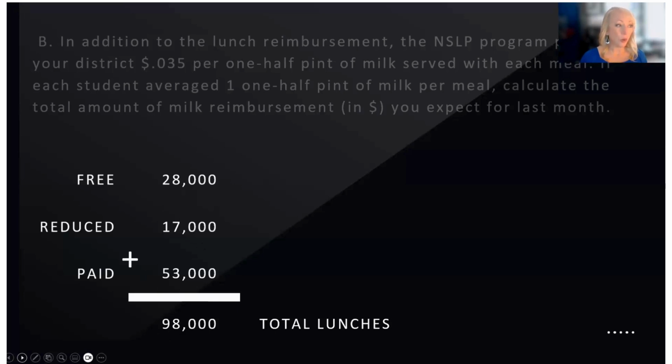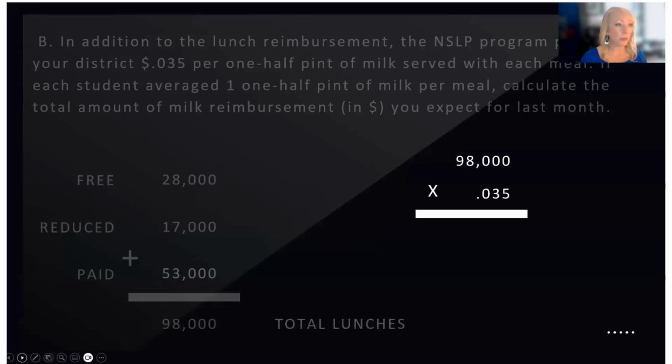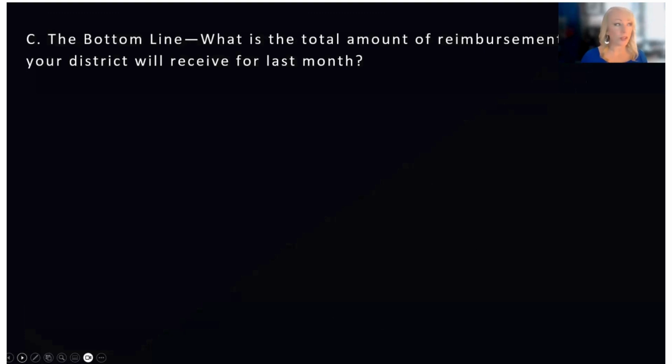Now that we have the total amount, we need to multiply it times this 3.5 cents. So pay attention to those details. When I use my calculator to multiply 98,000 times 0.035 dollars, we will find that the amount of reimbursement is $3,430. Okay, so that's the answer for our second question. Now we can move on to the third question.